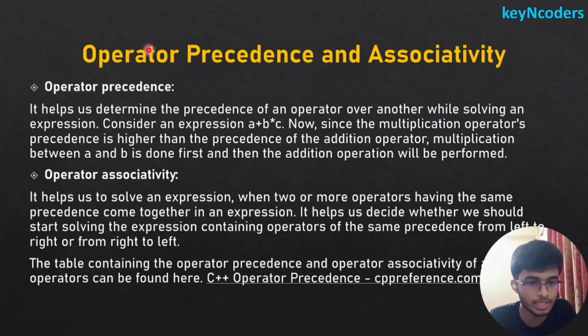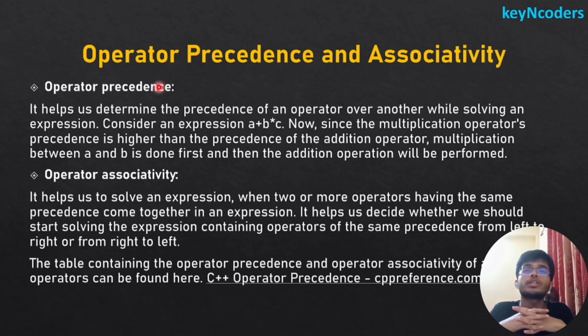So coming on to the last slide, that is operator precedence and associativity. What is operator precedence? If you had already studied, I think you should know about the BODMAS rule. That is bracket, of, then division, then multiplication, addition, subtraction, and something else. Yeah, up to this only. So it helps us determine the precedence of an operator over another while solving an expression.